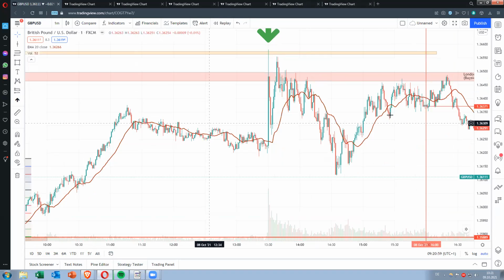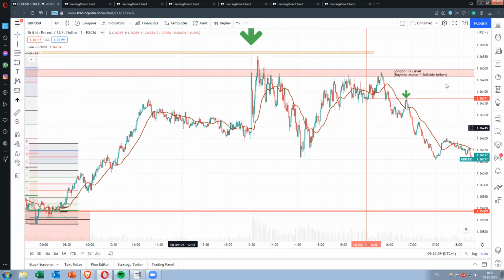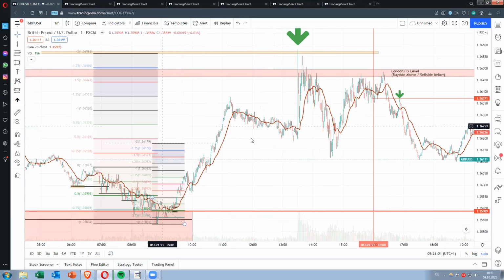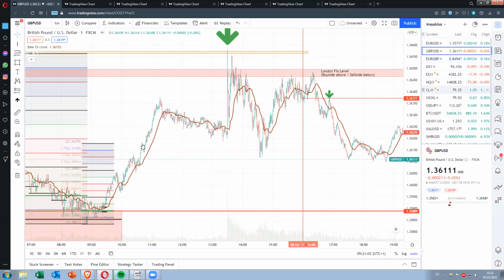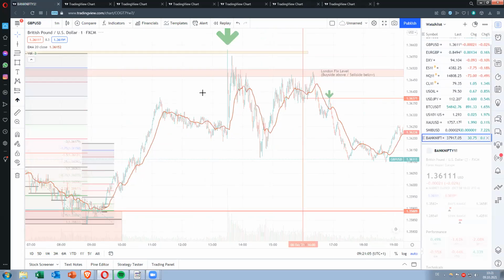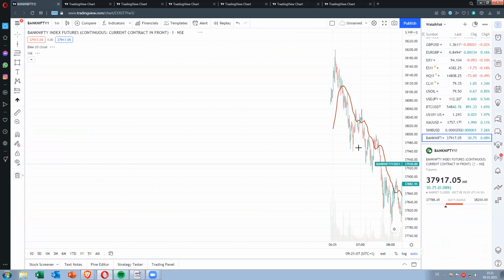Okay, so I don't want to delete anything here, but I will just open up the Bank Nifty because I have nothing in here, and I will delete the CMA. So we have a blank chart.